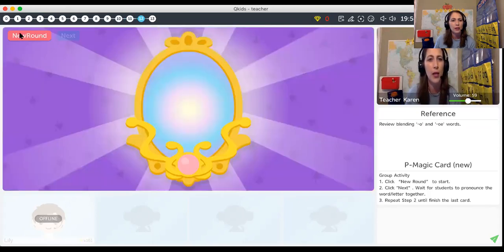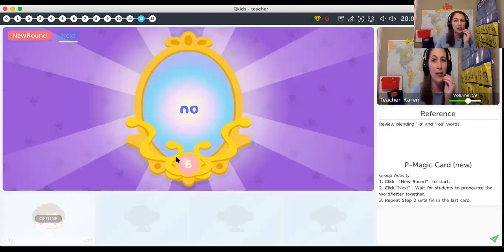And then here's the exit ticket. We just went through and she read the words. Okay, so at this time we still had a lot more time. So that's when I went back and did some extensions.